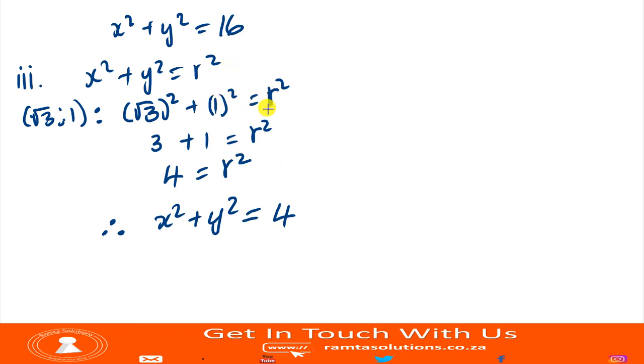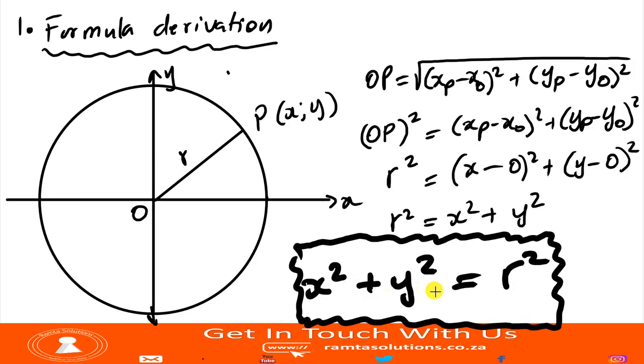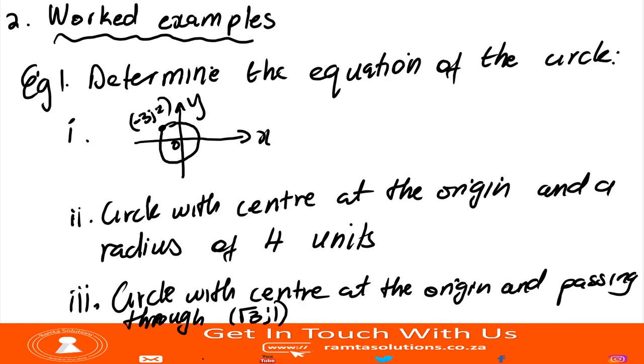So this is how you determine the equation of your circle with center at the origin. Whenever you are given the information that the center is the origin, don't waste your time. Just say x squared plus y squared is equal to r squared, remembering r being your radius. And remember, the radius of the circle is the same throughout, as long as it's moving from the center to the circumference. So with this being said, guys, we have come to the end of our lesson.